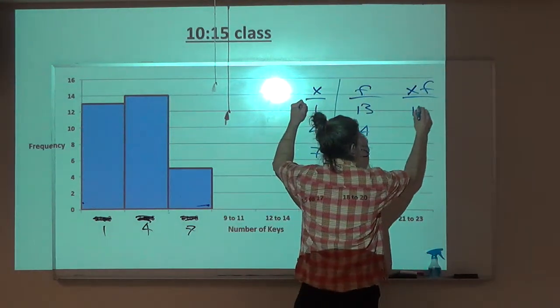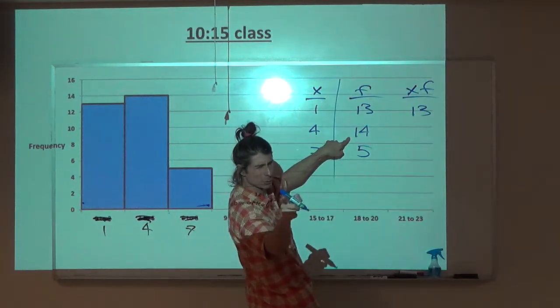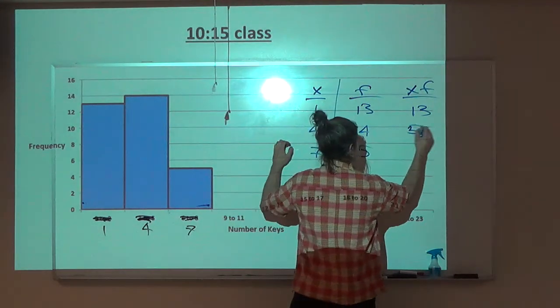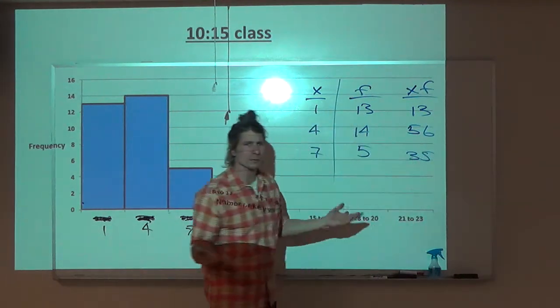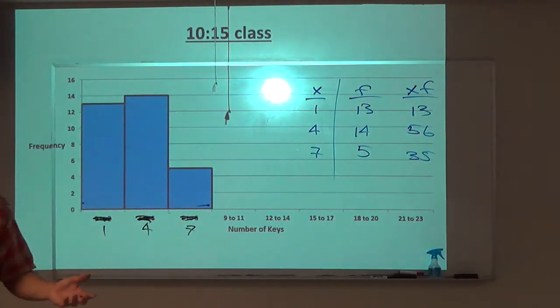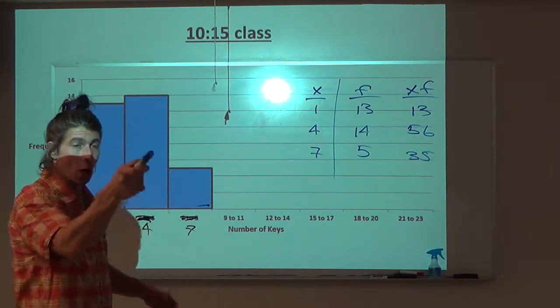1 times 13 would be 13, right? 4 times 14 would be 56. 56, thank you. And 35. What do those numbers even mean? Say that again. Rory, is that correct? Yes. Rory, go. How many keys?